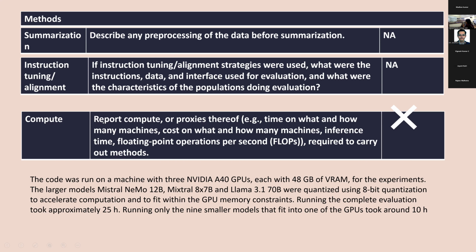Computation: report compute or proxies thereof. For example, time on what and how many machines, and cost on what and how many machines, and inference time, floating point operations per second required to carry out the methods. So they have mentioned the machine on which the code was run, which is 3 NVIDIA A40 GPUs, each with 48 GB of VRAM. And the approximate running time is 25 hours. And for running only nine smaller models, it took around 10 hours. Apart from that, they have not specified any cost or the FLOPs as such.